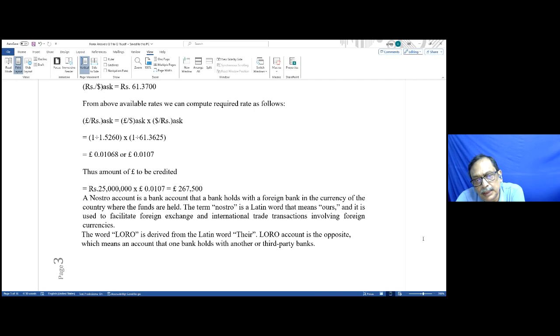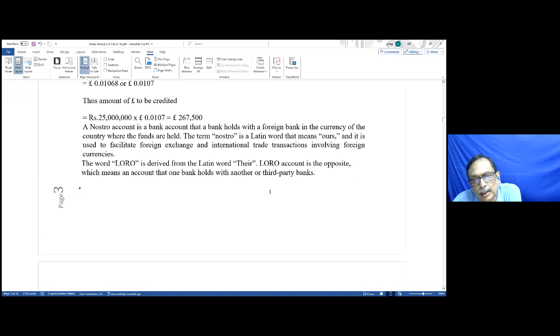Now, what is a nostro account? A nostro account is a bank account that a bank holds with a foreign bank in the currency of the country where the funds are actually being held. The term nostro is a Latin word that means ours, and it is used to facilitate foreign exchange and international trade transactions involving foreign currencies.